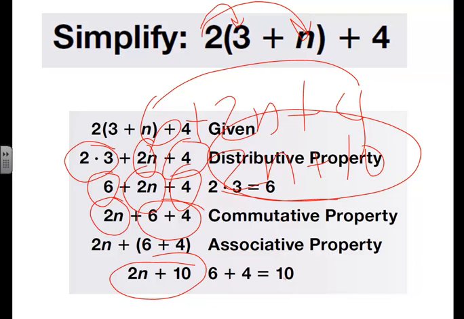That's as simple as it can get, 2n plus 10. You can't simplify any more than that because we don't know what the n is. So this is simplified right here. That is your answer.